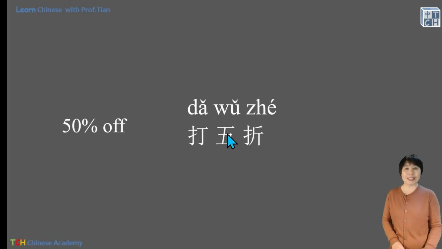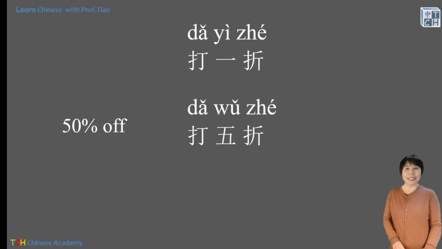Okay, now let's look at another one. 打一折. 打折, 打一折. So how much off? This is 90% off. So that means you just pay 1%. So 打一折 is 90% off.